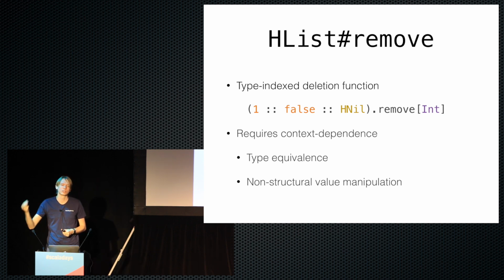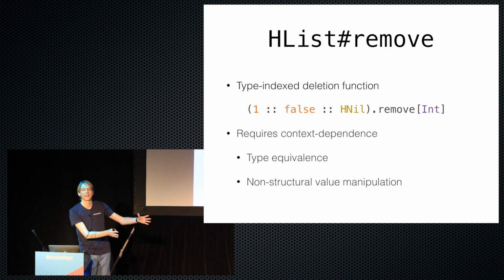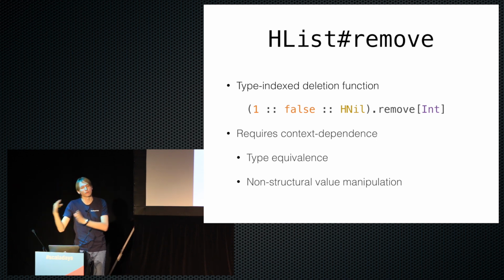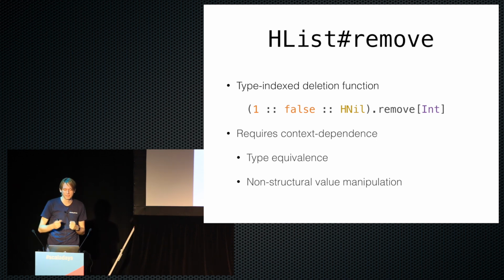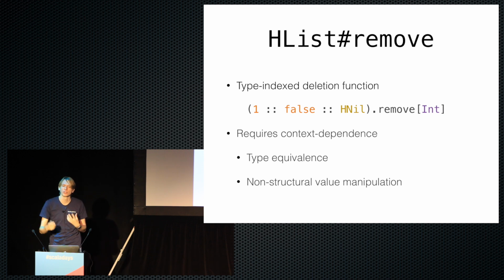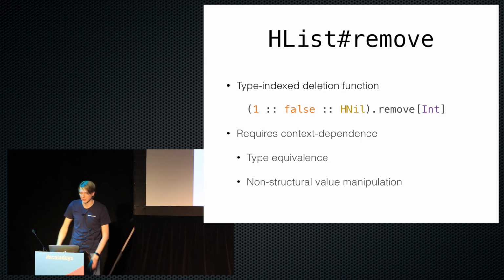There's no material structural difference between a cons cell that contains an int and a cons cell that contains a Boolean. But we're trying to do something different with each one. So we need a context dependent function in order to do this. So how are we going to implement it, right? How are we actually going to make this work? Because this function is sort of going to be our canary in the type system's coal mine.